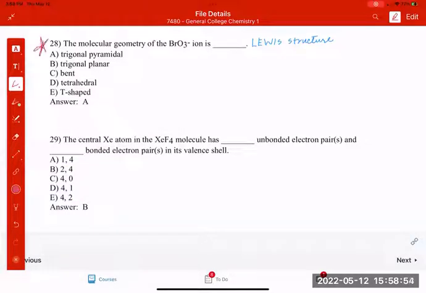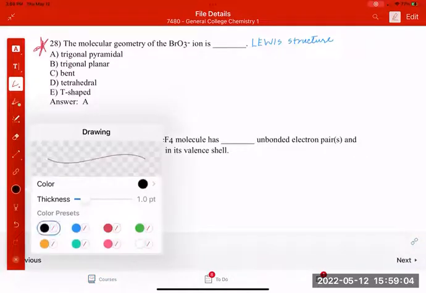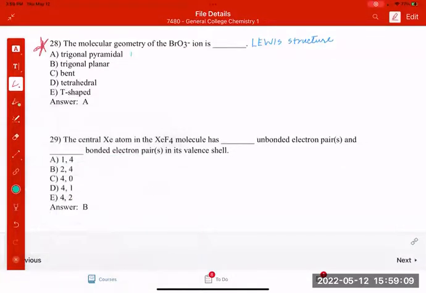How do you do the Lewis structures? What do you do first? Total valence electrons, very good. So for bromine, and in this case there are 3 oxygens. So 1 bromine and 3 oxygen.